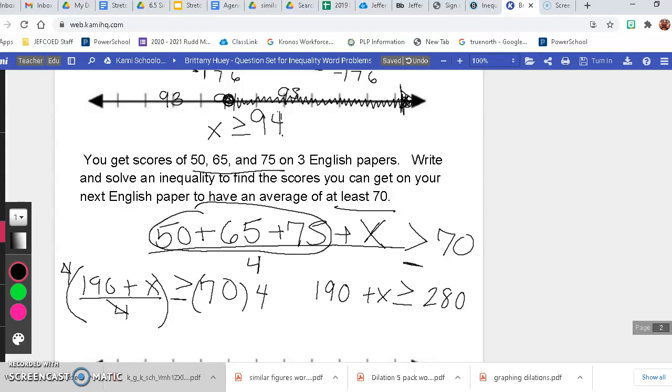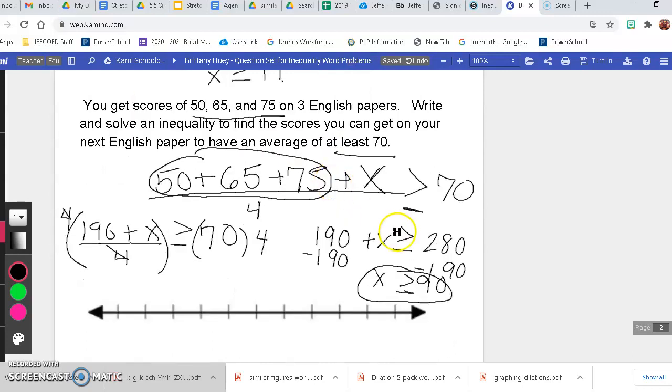Now what do I do next? Okay, I subtract 190 from both sides. Okay, cool. So let me see. 280 minus 190. That's going to get me 90. So 90. Here is my symbol. Here's x. So you would have to make at least a 90 in order for you to pass this class with a 70.